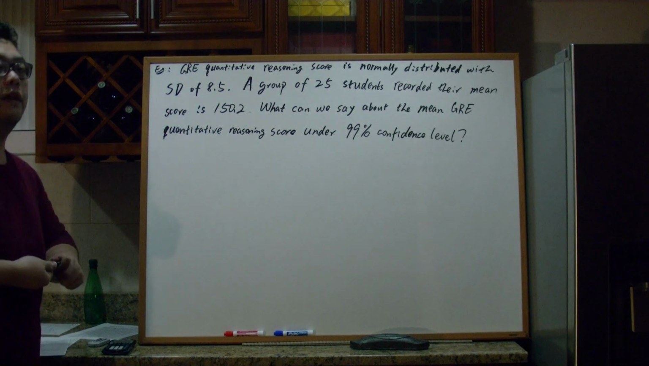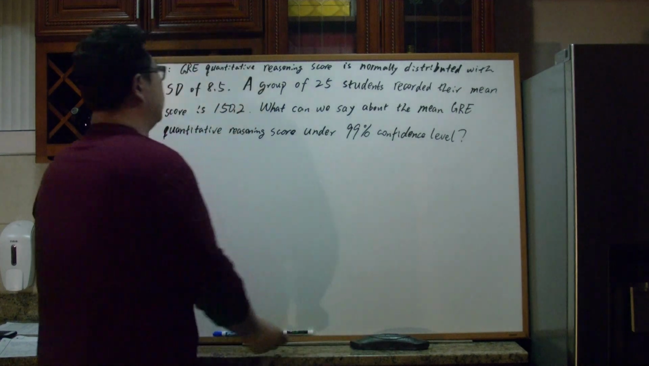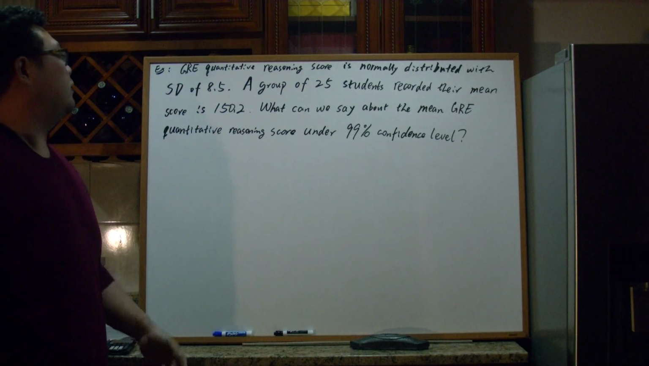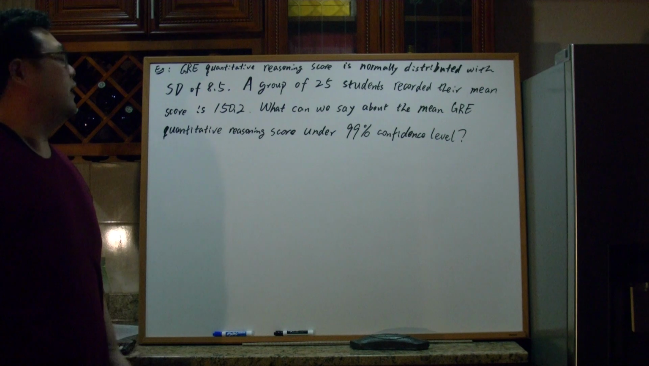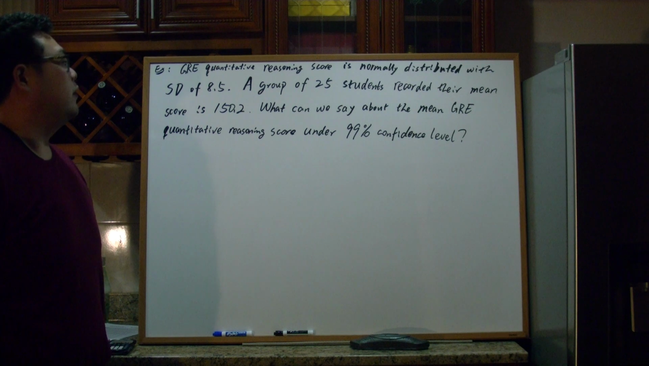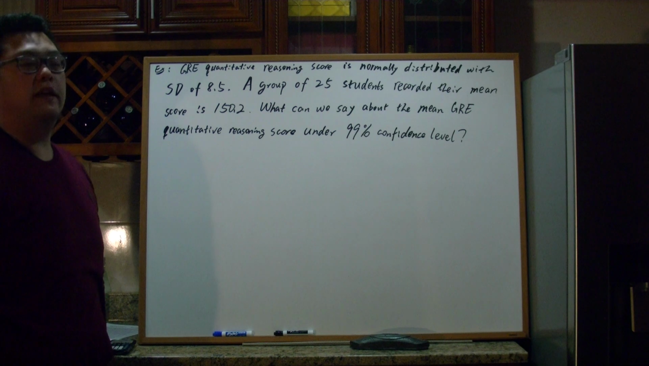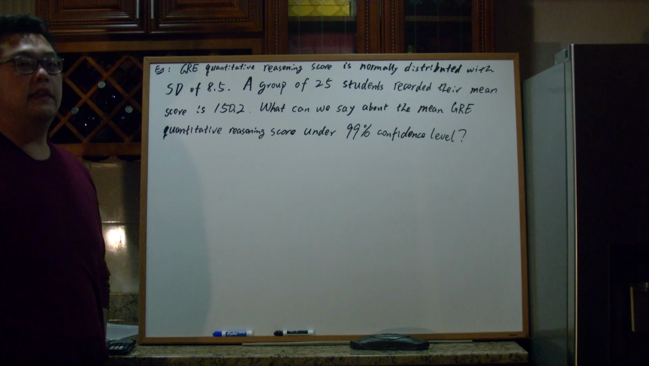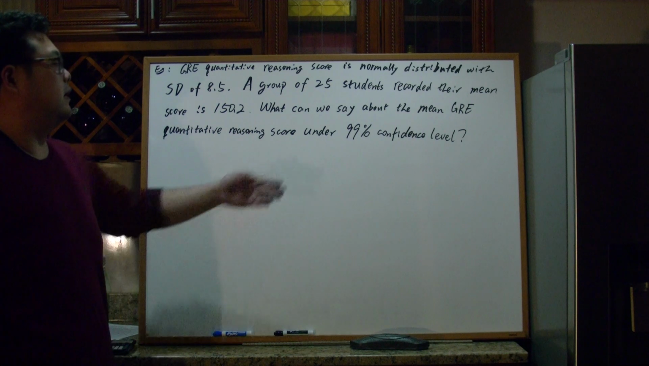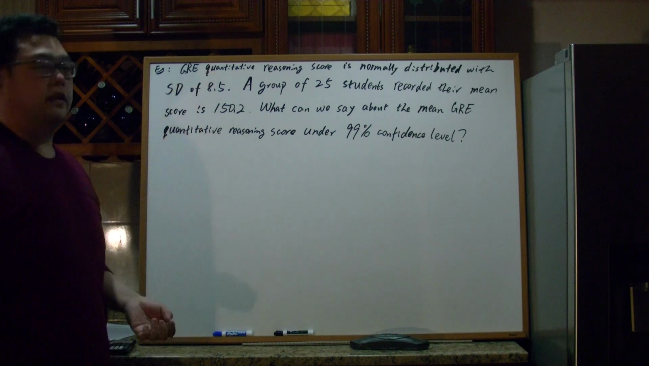Right, for this question here, the GRE score of quantitative reasoning is normally distributed with a standard deviation of 8.5. A group of 25 students recorded their mean score as 150.2. And what can we say about the mean GRE quantitative reasoning score at the 99% confidence level? Usually a 95% or 99% confidence level is given for this type of question.